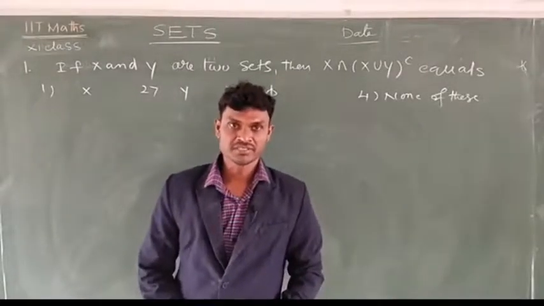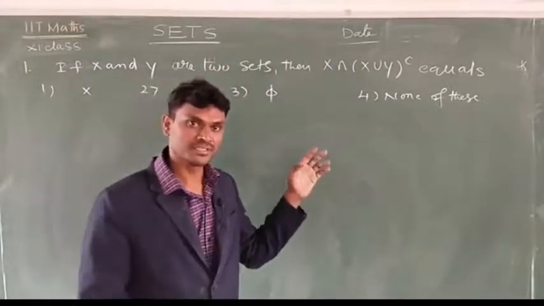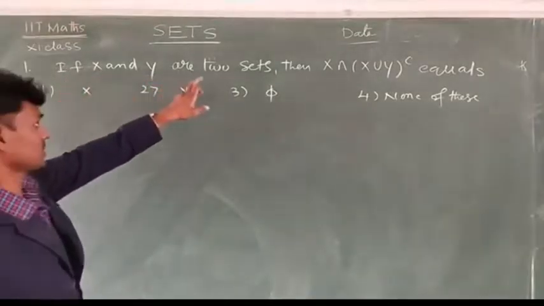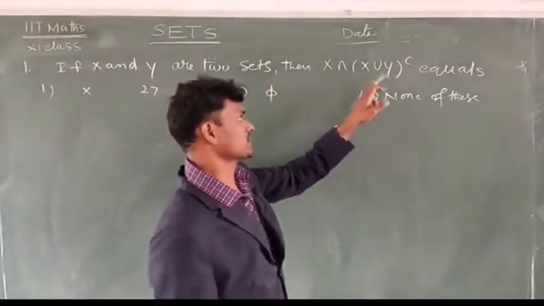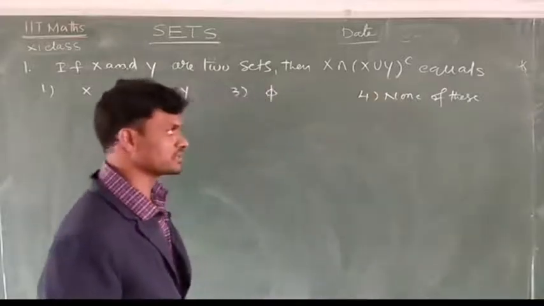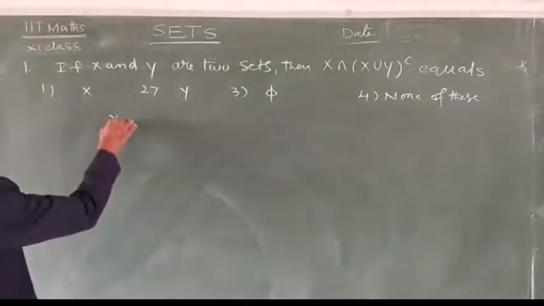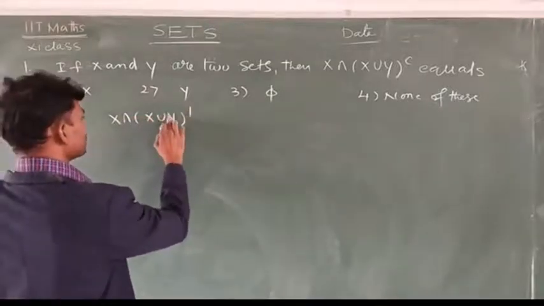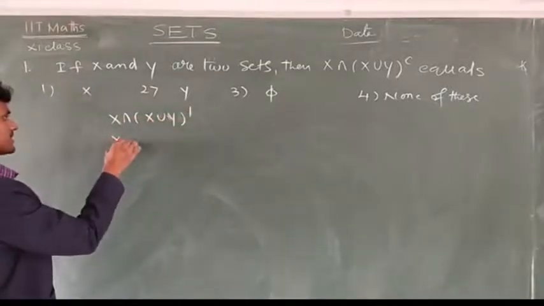Last class we discussed the sets concept. Now in this class we have to discuss problems. First one: if x and y are two sets, then x intersection (x union y) whole complementary is equal to? See here, x intersection (x union y) whole complementary. We have to apply this property of sets.